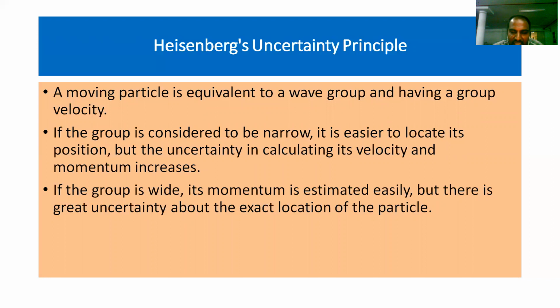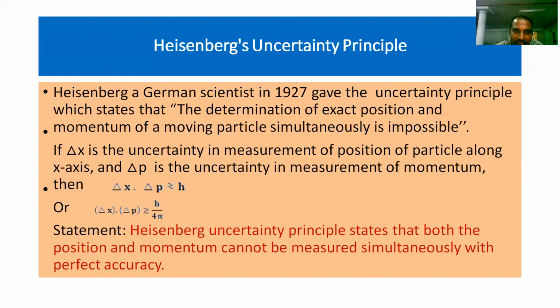But within such a large group, you can't identify exactly where the location of that particle is. Therefore, the position of the particle is not identified very easily. That's why you can't identify the uncertainty in the position.